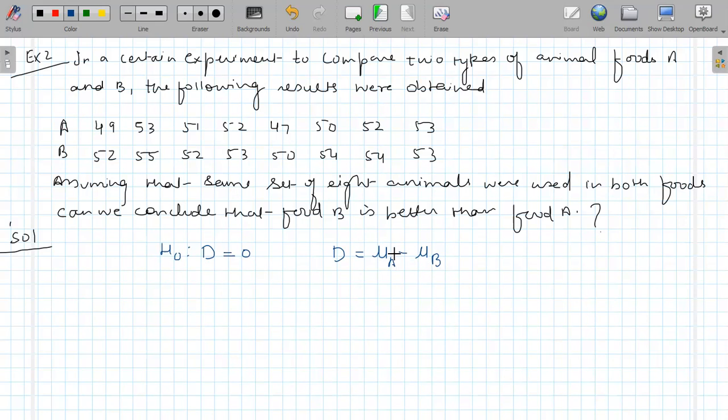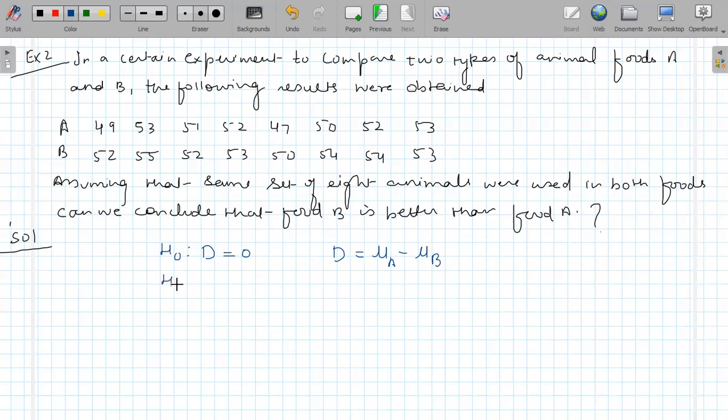So here you can mention that mu A is the mean weight of the population of animals which are fed food A, and mu B is the mean weight of the animals which are fed food B, and there is no difference in their weights.